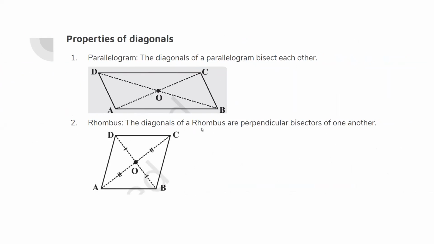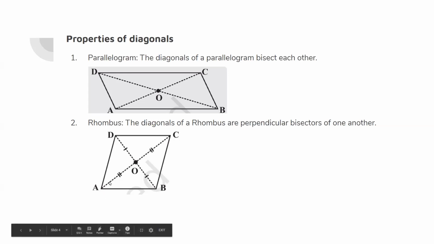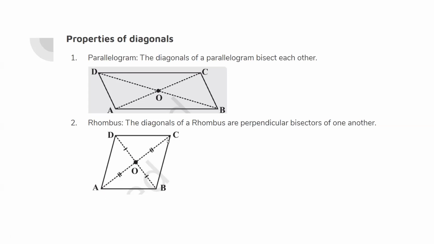Second one, rhombus. The diagonals of a rhombus are perpendicular bisectors of one another. That is, as we told in the parallelogram, both the diagonals bisect each other at the point of intersection. Also at the point of intersection, they will make right angles. That is why they are called a perpendicular bisector. That is, angle AOB will be 90, angle BOC will be 90, angle COD will be 90, angle DOA will be 90.